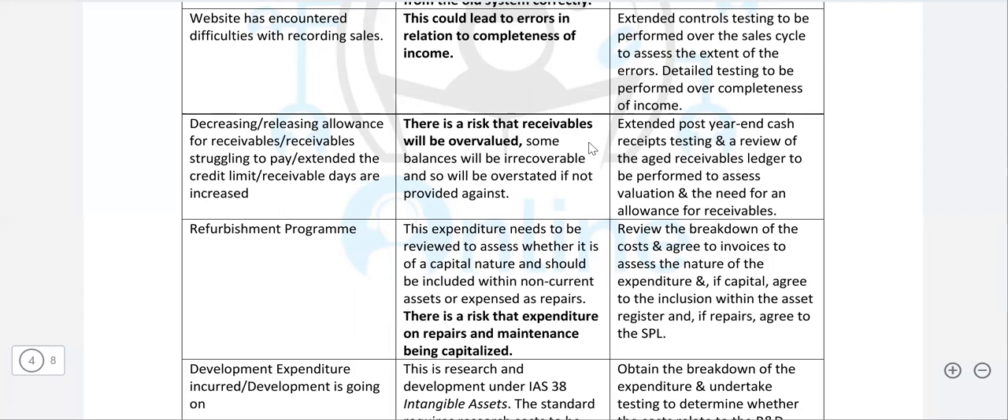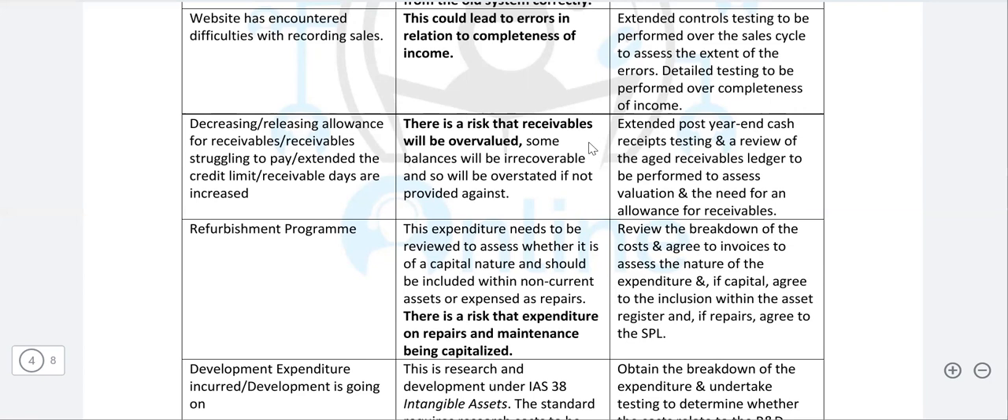If they are decreasing or releasing the allowance without a genuine change, then the receivables may be overvalued. Now, you can write this in a different way. For example, if in the exam it is written that receivables are struggling to pay, then you're going to write that allowance for receivables should be recorded against the struggling receivables. If the allowance is not recorded, receivables may be overstated.